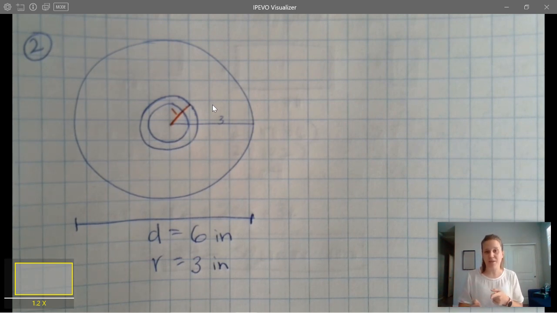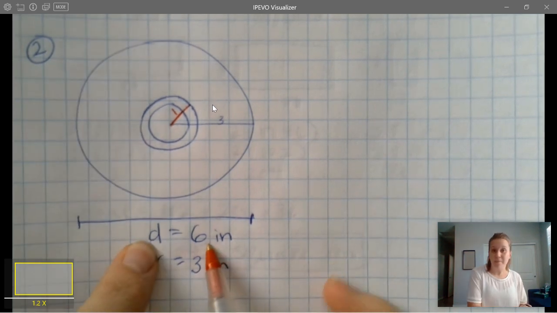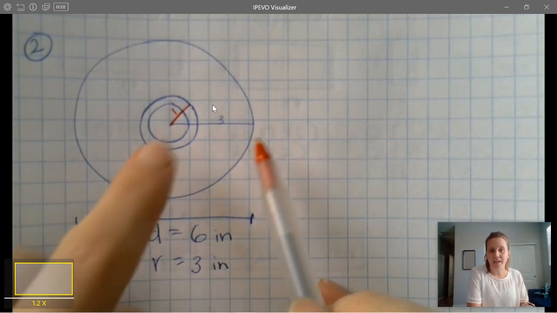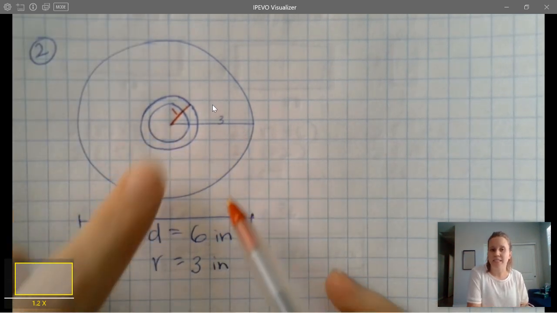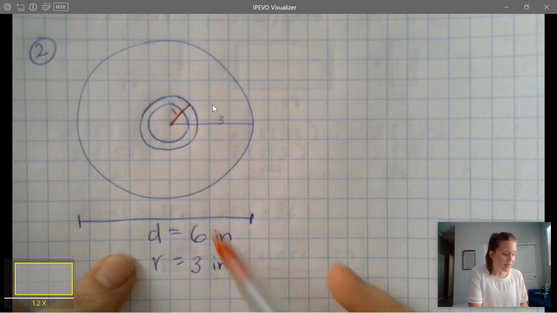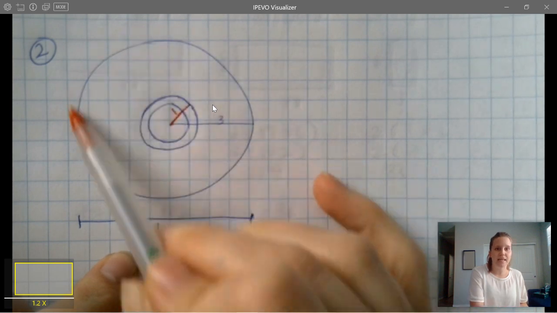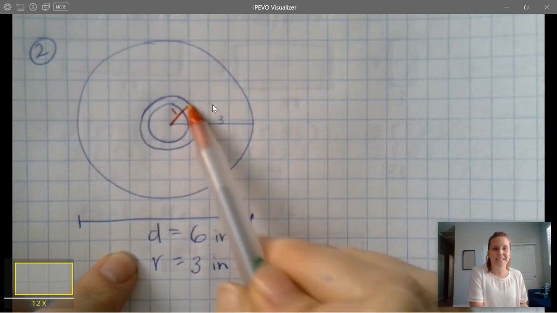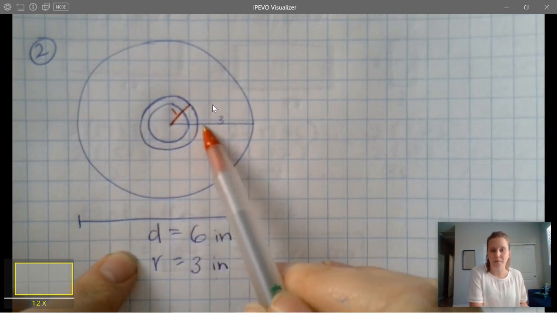The big takeaways I want you to remember: if I'm given the diameter and I'm trying to find area, I need to actually know what the radius is. So I just divide the diameter by 2 because it's half as long. And then in this case, I'm going to be finding the area of the larger piece and taking away the area of the smaller piece.